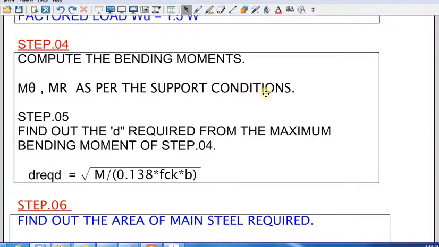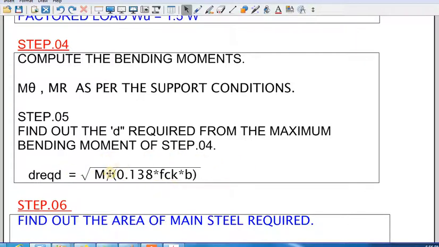As per the support conditions, you decide whether it is simply supported, fixed, or partially fixed. Then you find out these things. You'll be getting four values: M theta at support and M theta at center, MR at support and MR at center. Out of these four values, take the maximum value, and using that maximum value, find out the D required. You can use SP16 and you decide the D required.